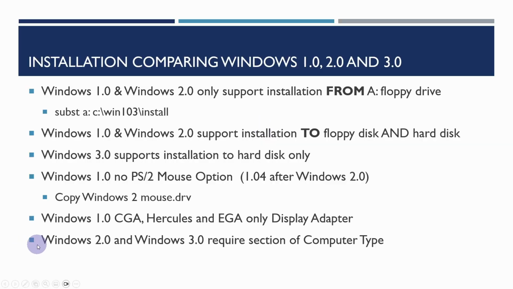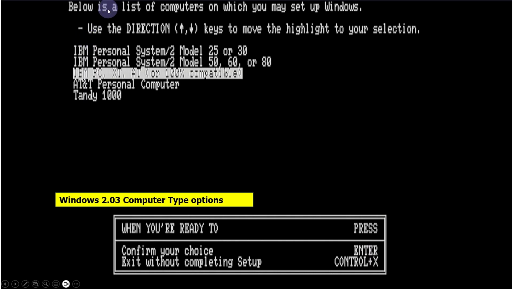And then what also happened in Windows 2 and Windows 3 was they also required the selection of a computer type. In actual fact, the 1.04 release of Windows 1 also had the computer type, in that it introduced support for the PS2 range. So in Windows 2, we need to choose whether or not we've got a PS2 25 or 30 or one of the higher models.